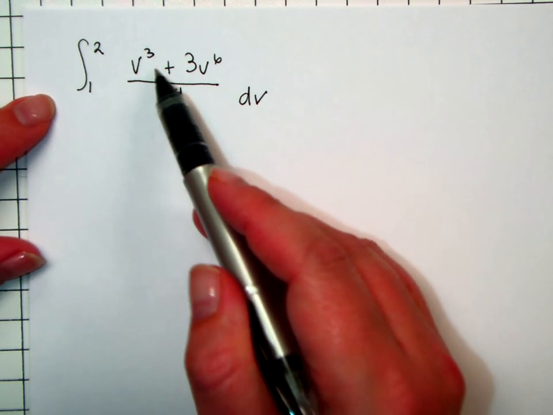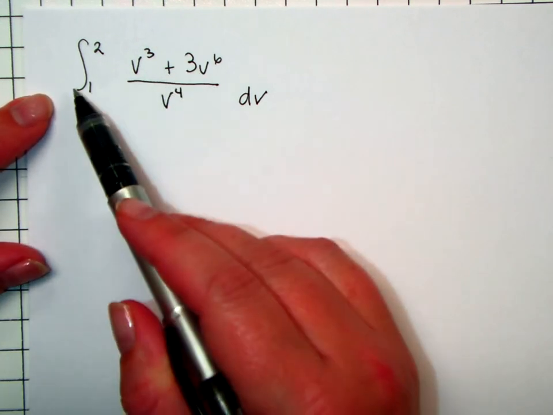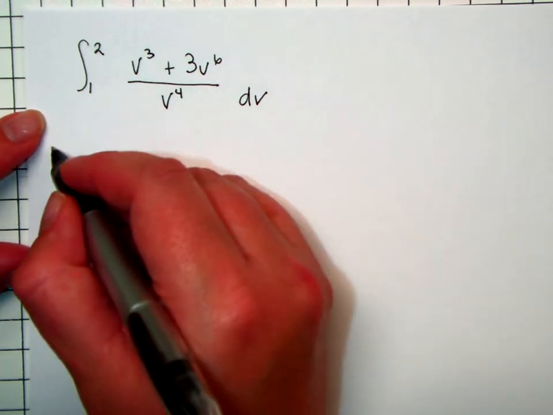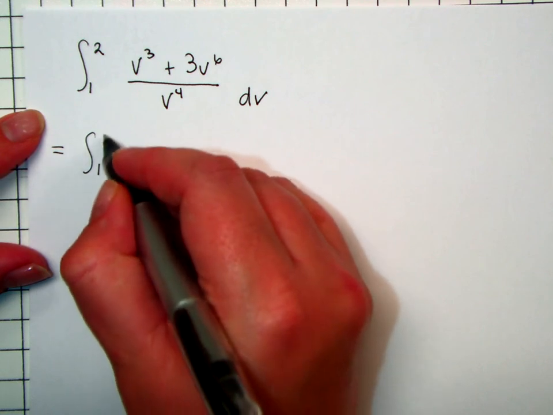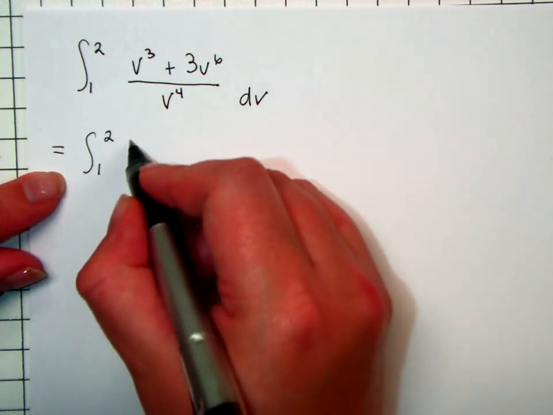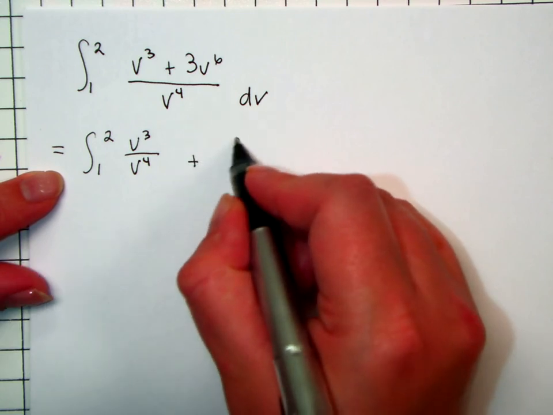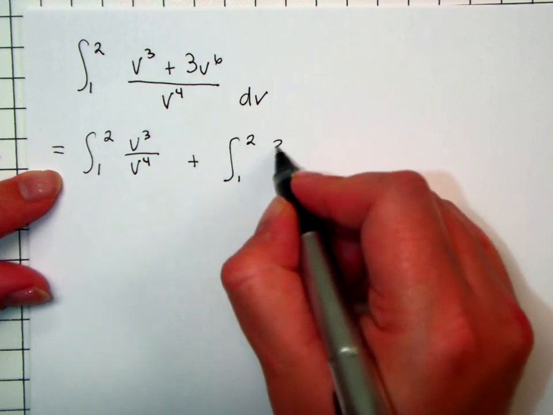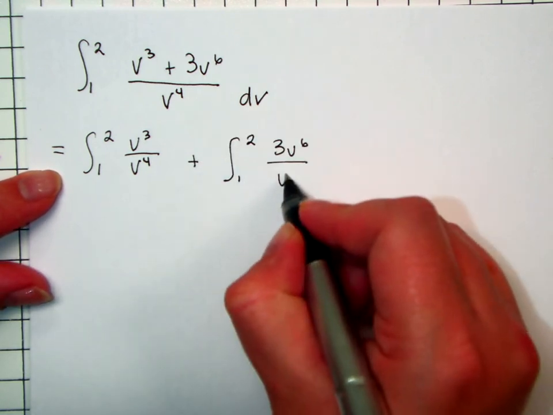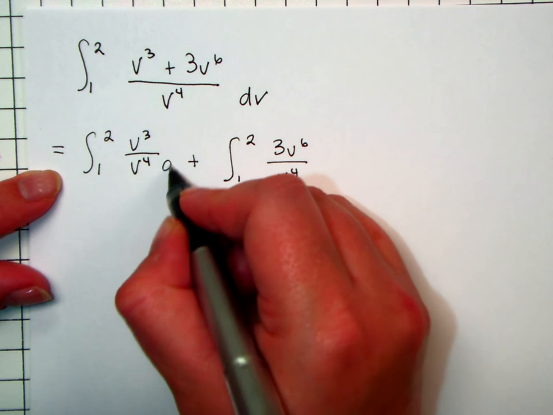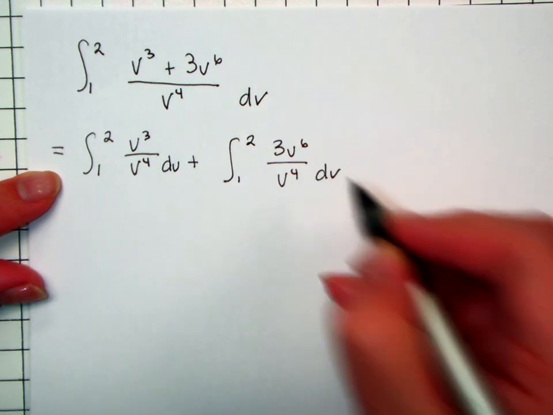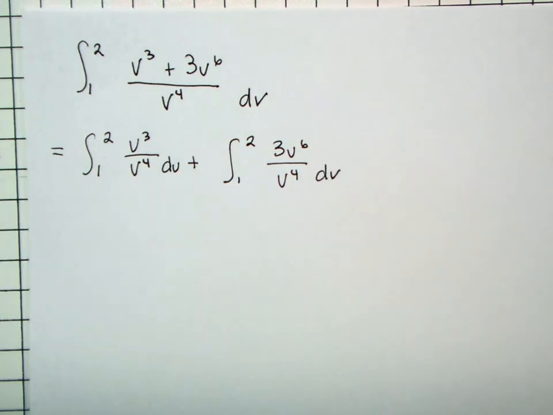And so when I split that numerator, I'm going to go ahead and write it as two separate integrals at the same time. So I'm going to get the integral from 1 to 2 of v cubed divided by v to the fourth, plus the integral from 1 to 2 of 3v to the sixth divided by v to the fourth. Both of these are integrating with respect to v.